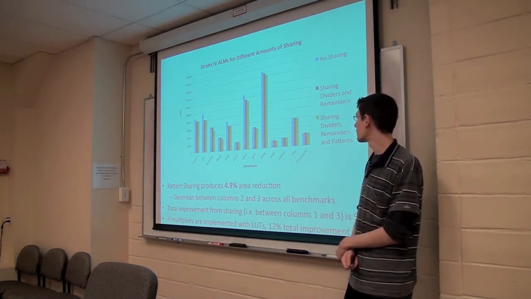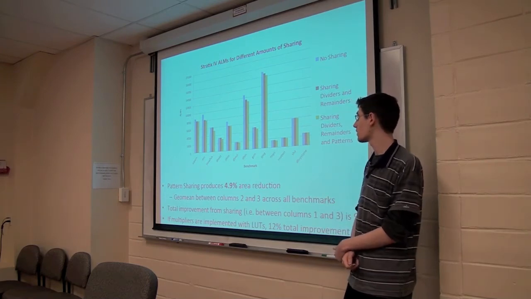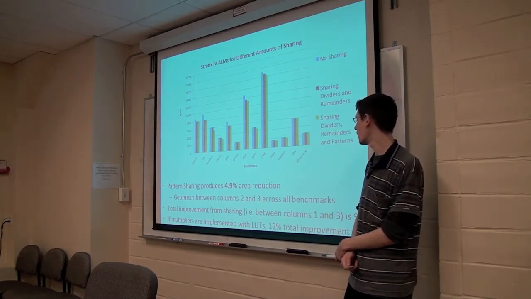And what we notice is that between the red bar and the green bar, what this work has contributed, the geomean improvement across all circuits is a 4.9% reduction, so that's how much the area has improved. And then the total reduction between the blue bar and the green bar is 9%.